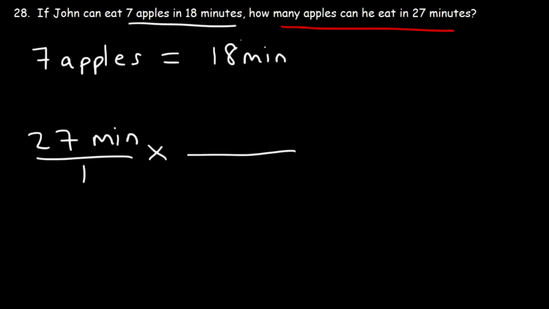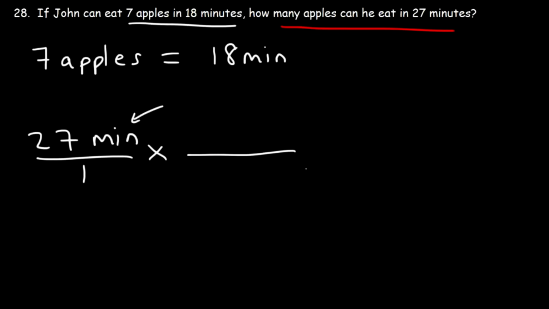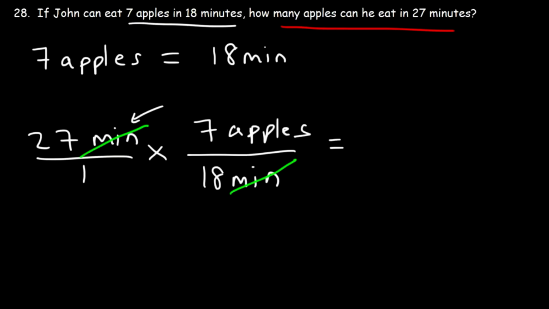Now in the next fraction, we're going to use the conversion factor. Because we have minutes on top, we need to put it on the bottom so that the unit minutes will cancel. So the 7 apples go on top. So it's going to be 27 times 7, which is 189, over 18.